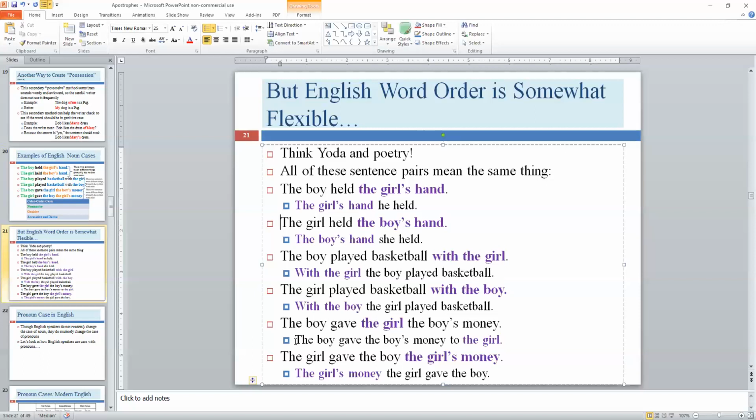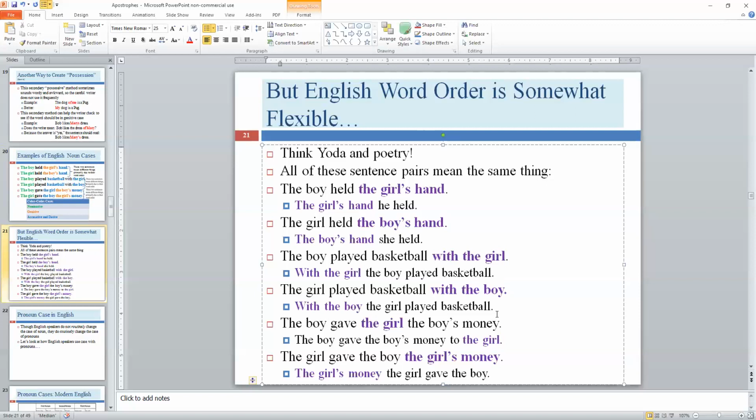This one isn't as awkward sounding as frankly the others, because this is an alternative word order in English. The boy gave the boy's money to the girl. So all these are correct sentences. Some sound better than others. The point I'm trying to make here is not that there's a pattern you have to memorize.